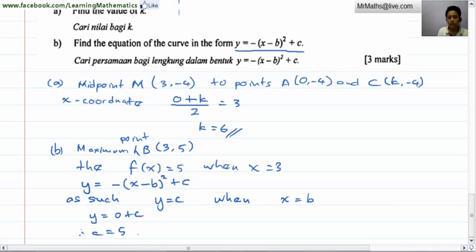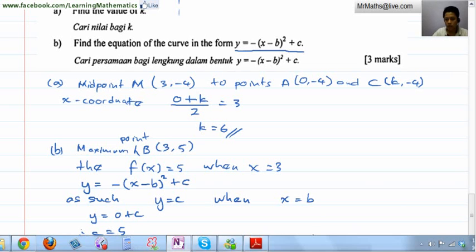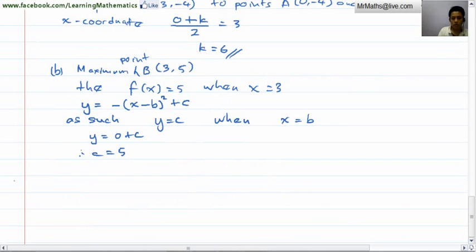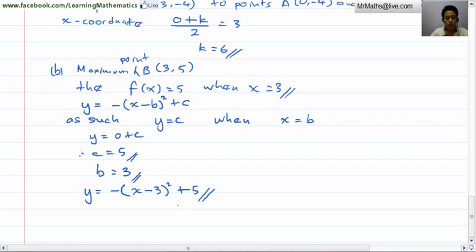And let's move down. I cannot move it down. b then is equal to 3. Okay, taking from here, the format is y is equal to minus (x minus 3) squared plus 5. So this is the final answer. Okay, let's move on to the next question.